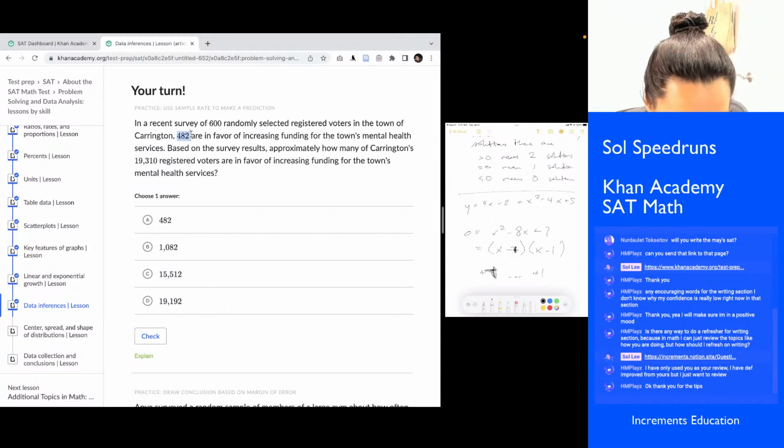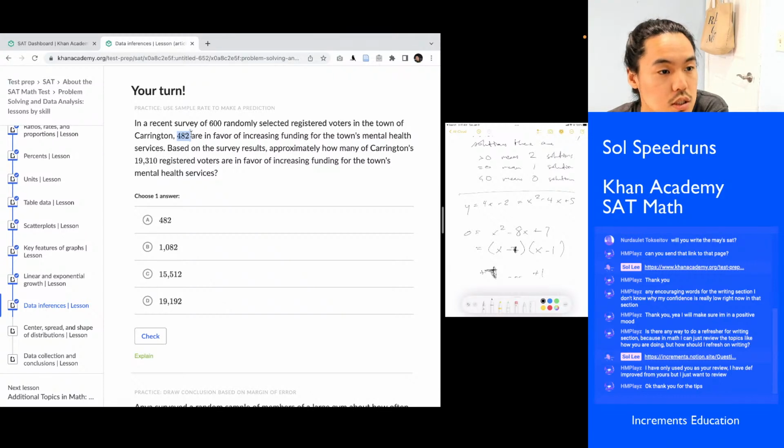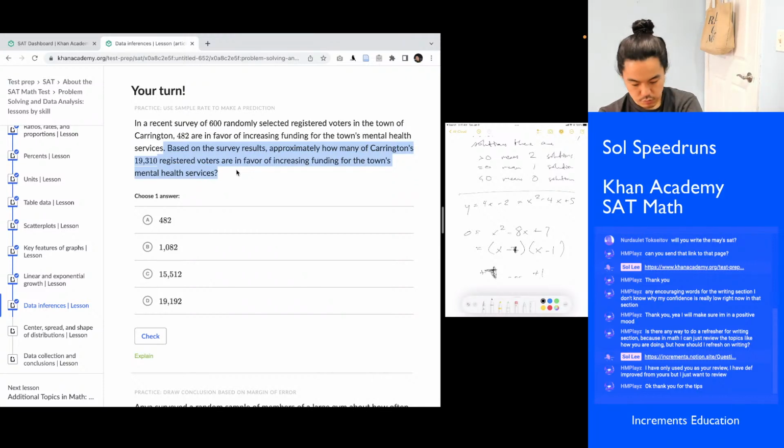So 482 out of 600 is 48 out of 60, which is 4 out of 6. No, 4 out of 5. It's 4 out of 5. So 4/5 of 20,000 is 16,000. So less than 16,000, so 15,000 over here.